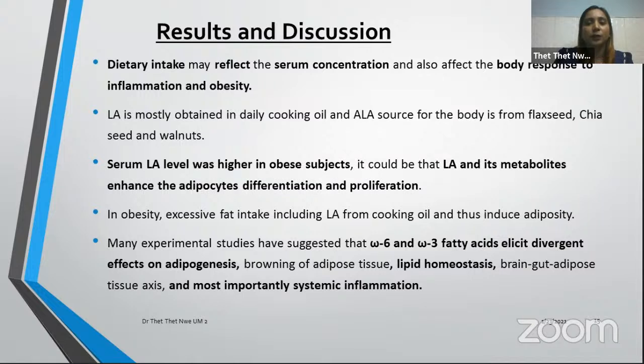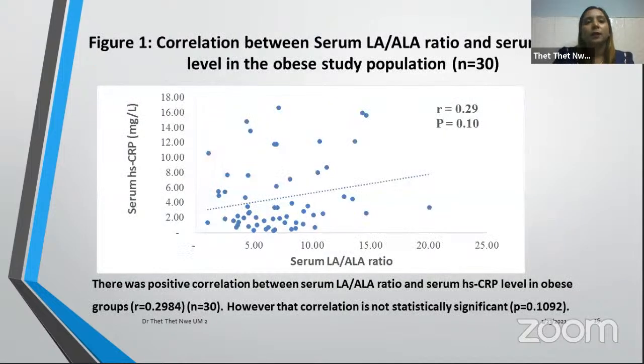LA is mostly obtained in daily cooking oil, but ALA source for the body is from the flaxseed, chia seeds, and walnut. Serum LA level was higher in obese group. It could be that LA and its metabolite enhance the adipocyte differentiations and proliferation. Many experimental studies have suggested that omega-6 and omega-3 fatty acid elicits the divergent effects on adipogenesis, lipid homeostasis, and most importantly, systemic inflammation.